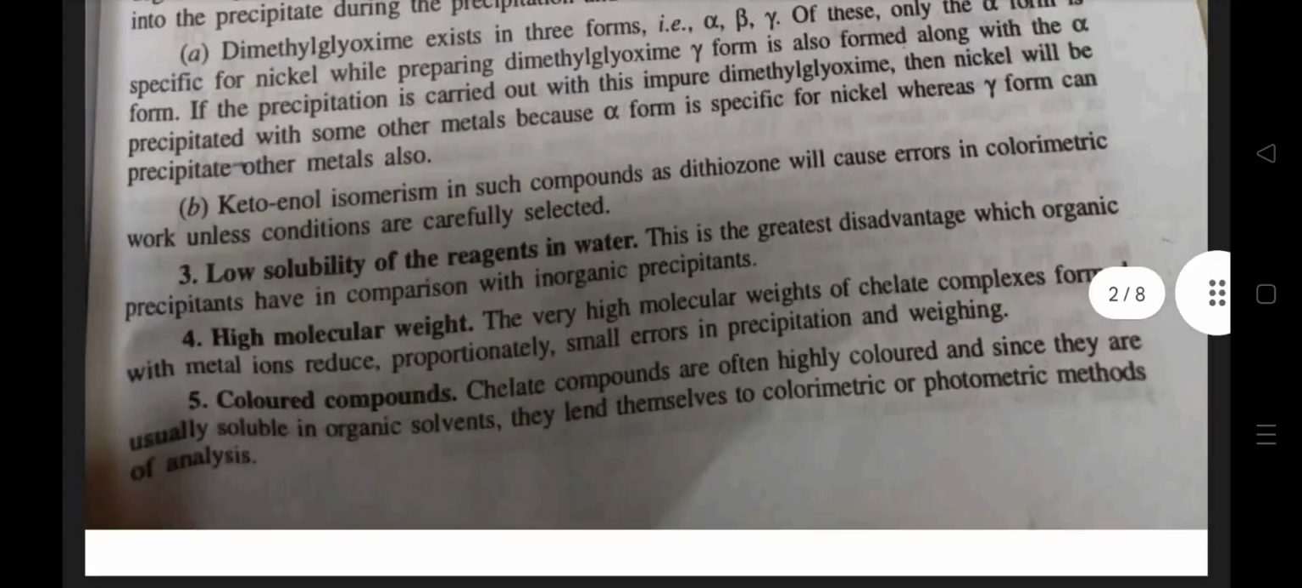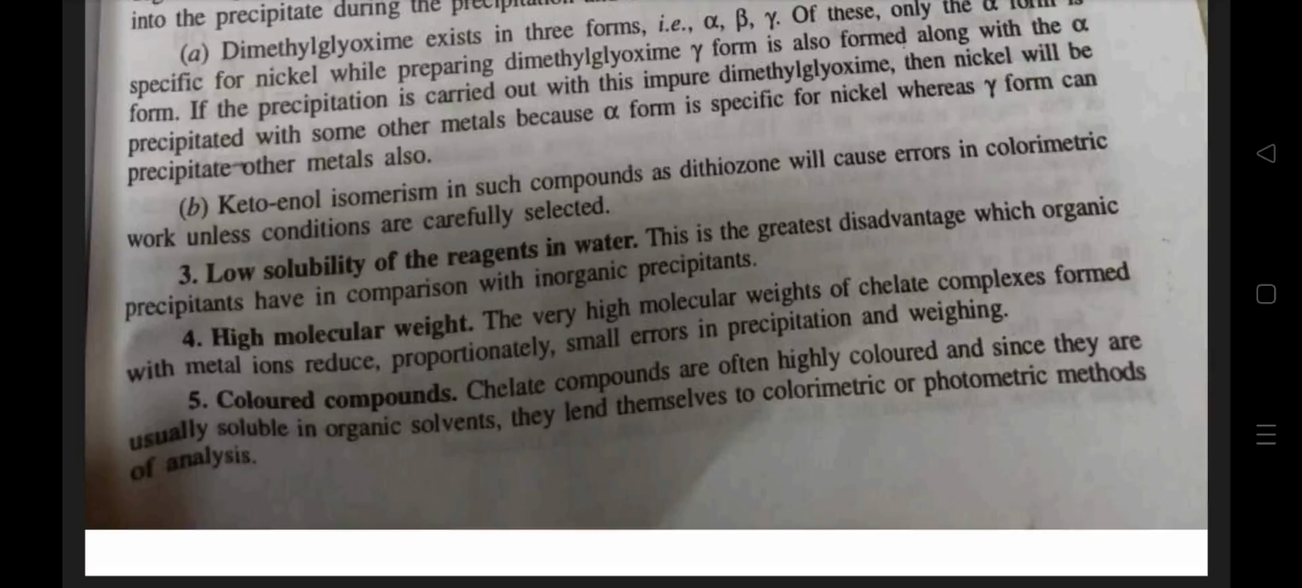Keto-enol isomerism in such compounds as dithizone will cause errors in colorimetric work unless conditions are carefully selected. Third is low solubility of the reagents in water. This is the greatest disadvantage which organic precipitants have in comparison with inorganic precipitants.